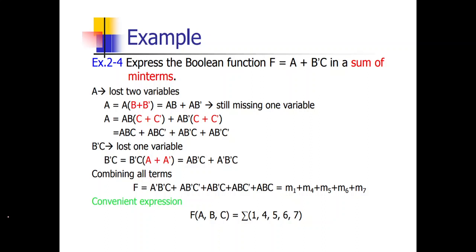So next is an example. In this example, we are going to discuss how a Boolean function in standard form can be expressed in canonical form. The problem is: express the Boolean function f = a + b'c in sum of minterms form. Actually this Boolean function is of sum of products form, so we have to convert the sum of products into sum of minterms.